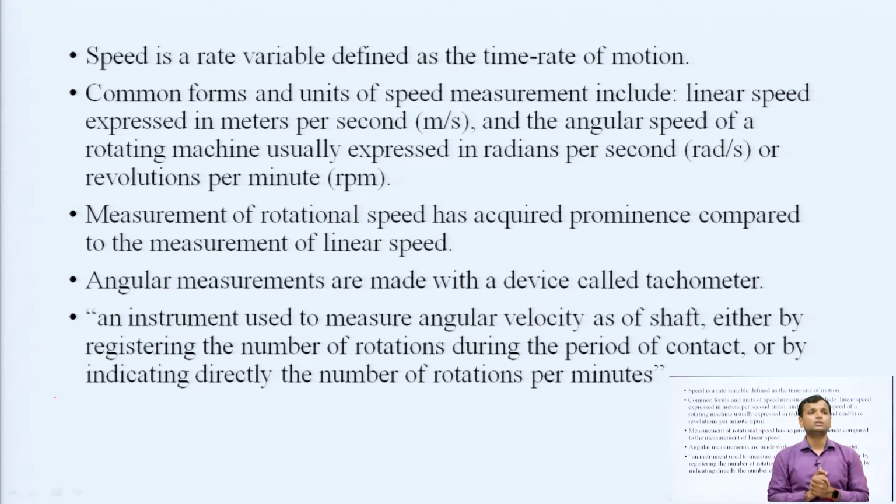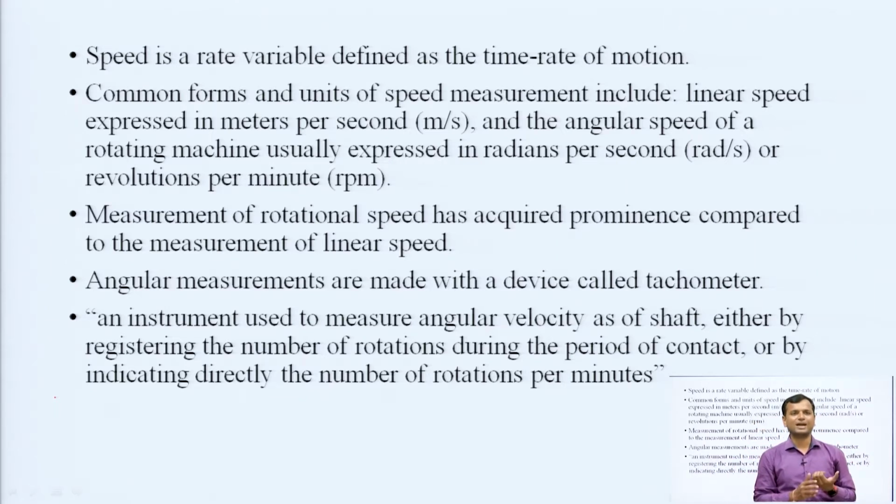Firstly, we are using this to measure the speed or the displacement, because the speed is directly proportional to the displacement. The speed is a rate variable defined as the time rate of motion. The common forms and units of speed measurement: linear speed is expressed in meters per second, m/s. So the speed is directly proportional to the displacement.